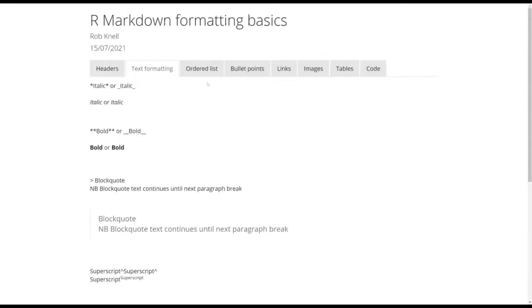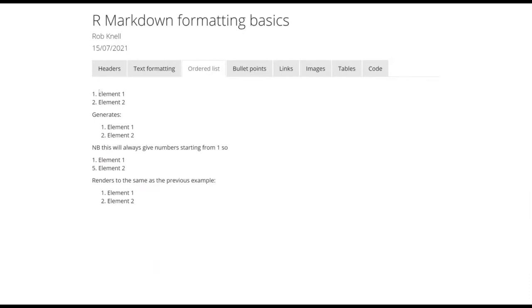So that's basic formatting. If you want to make a list, you just give it numbers with a full stop and then a space, and that will generate a list. One thing to watch out for is the Markdown renderer doesn't care what the numbers are as long as they're numbers. So if you use 1 and 5, it will render to 1 and 2. So that's something to look out for.